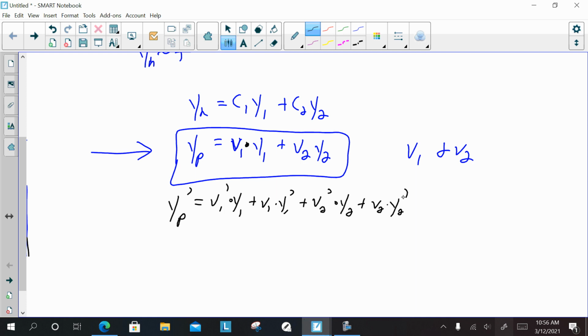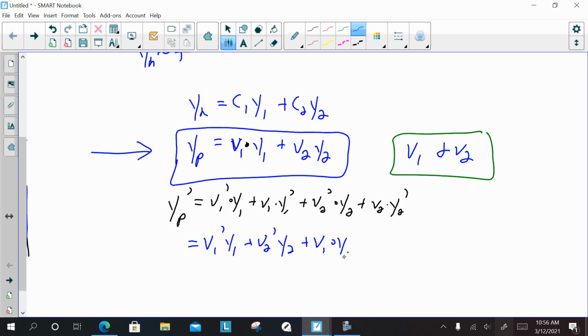To keep our second derivative from having a second derivative of v1 and v2, which would make things pretty messy, let's try to avoid having a second derivative of v1 and v2. So in order to do that, let's rearrange this. Let's put v1 prime y1, v2 prime y2, v1 y1 prime, v2 y2 prime.